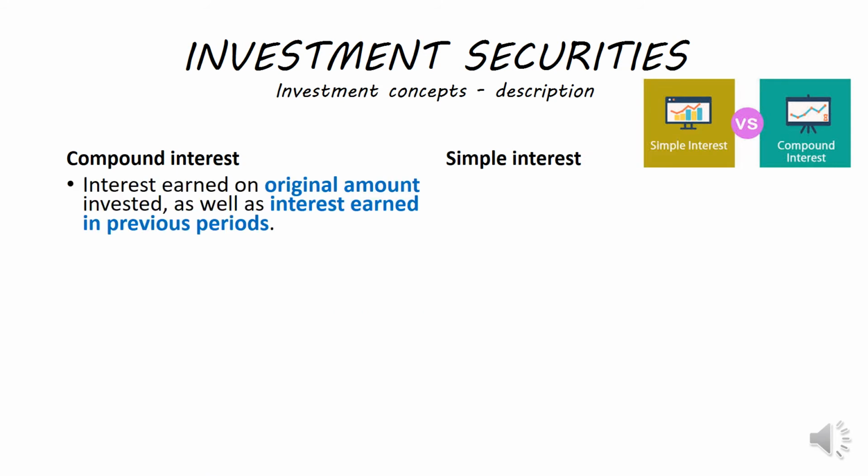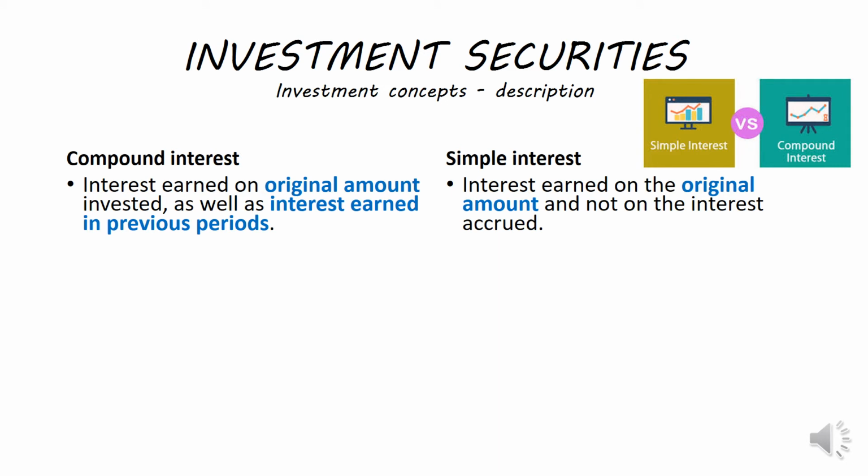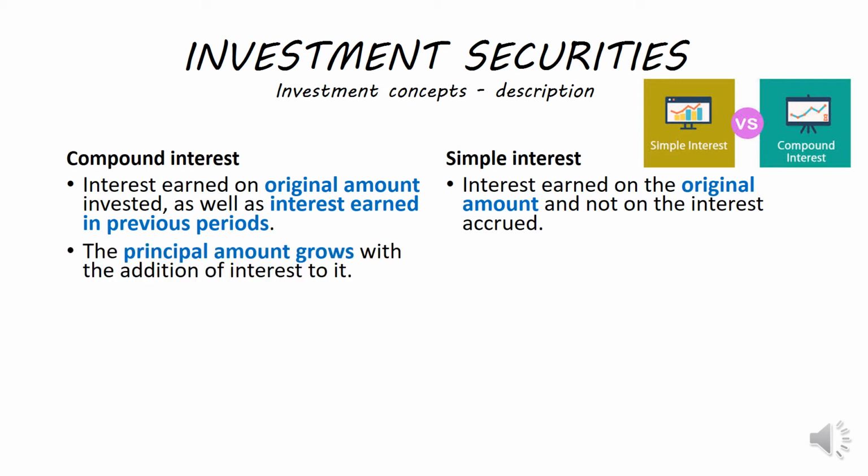If we look at the difference between compound interest and simple interest, this is something that they ask quite often. First of all, compound interest is when you earn interest on the original amount invested, your principal amount, as well as any interest that was earned in previous periods. The interest gets added to your principal amount after every single year. When it comes to simple interest, we are earning interest only on the original amount, only on your principal amount. With compound interest, because your interest from previous periods is added to your principal amount, it will grow every single year.